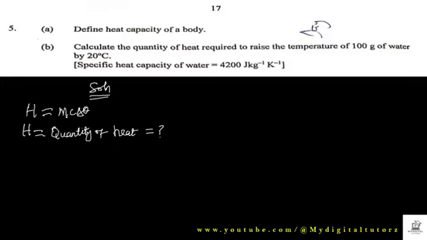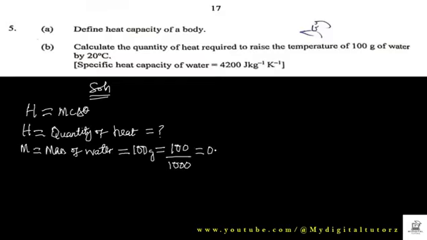And M in this formula is the mass of the substance, which is water. Here it is said to be 100 grams. I advise you always convert it to kilogram. So have 100 divided by 1,000 to give us 0.1 kg.